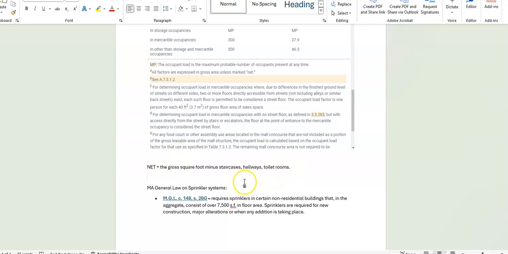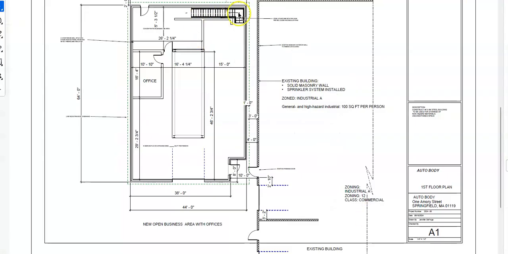So when you see the word net, you go down to where it says A, B, C, D, and there is a note: all factors are expressed in gross area unless marked net. And then when you look a little bit further, this is the definition of it. It's really just the gross square foot minus all of these different areas. Looking at the plan, we didn't include the staircase within our square foot of this open space right here. So that's why you're seeing the net.